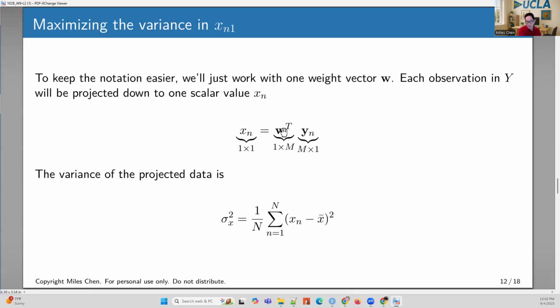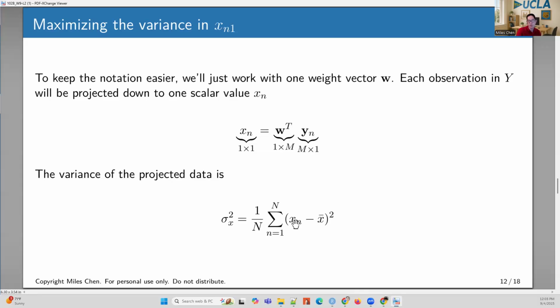And that will reduce the number of dimensions. But here we're going to try to say, okay, is there a way to combine them in such a way that maximizes the variation in the resulting projection? Okay, and so what is the variance of the resulting projection?